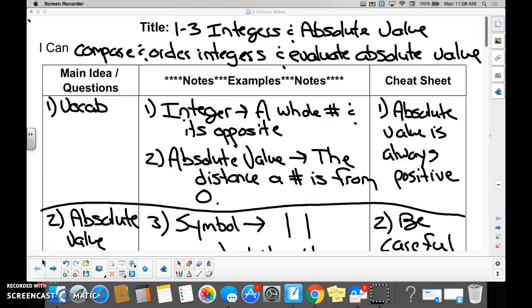1-3 integers and absolute value. I can compare and order integers and evaluate absolute value. Awesome. So you can compare and order integers and evaluate absolute value.